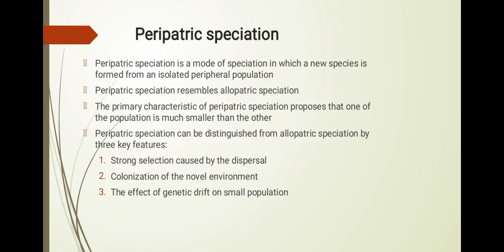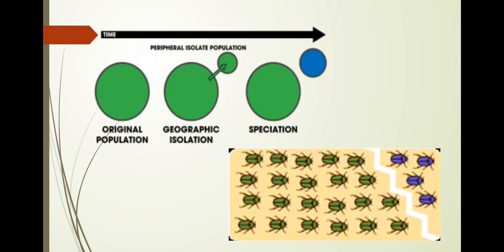Peripatric speciation. Peripatric speciation is a mode of speciation in which a new species is formed from an isolated peripheral population. Peripatric speciation resembles allopatric speciation. The primary characteristic of peripatric speciation is that one of the populations is much smaller than the other. It can be distinguished from allopatric speciation by three key features: strong selection caused by the dispersal, colonization of a novel environment, and the effect of genetic drift on a small population. Peripheral isolate population, original population, geographical isolation, and speciation.